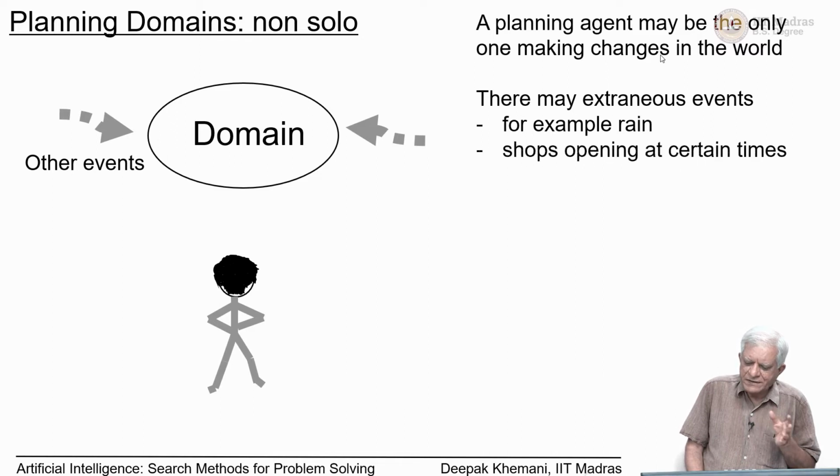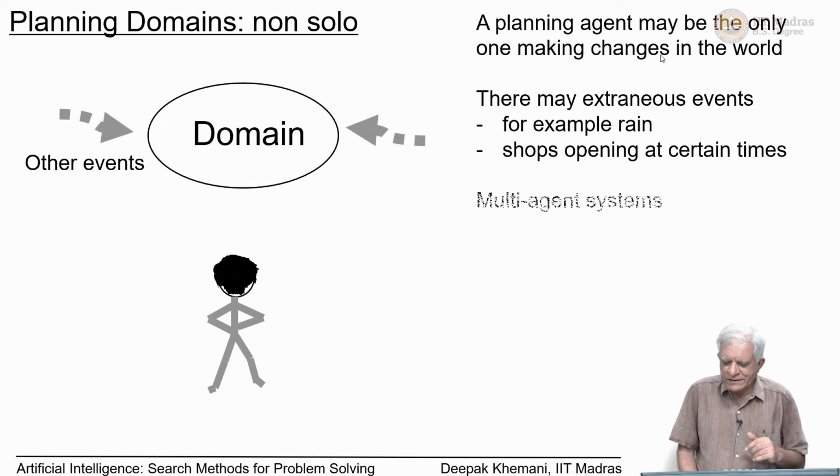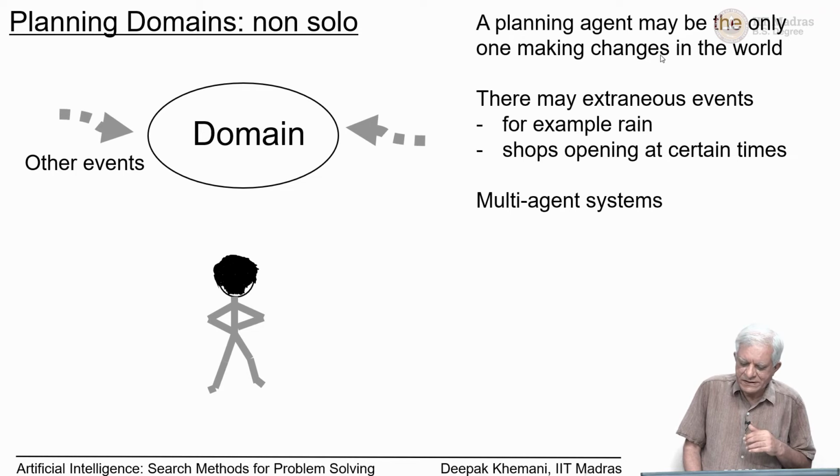There may be extraneous events which are happening. For example, rain may be happening, or if you are living in a city, then shops may have opening times and closing times. So, your plan has to conform to those constraints that you have from extraneous events essentially.